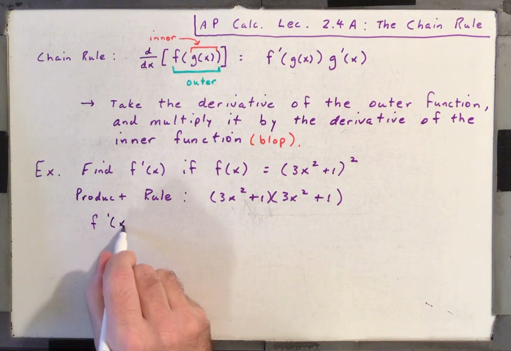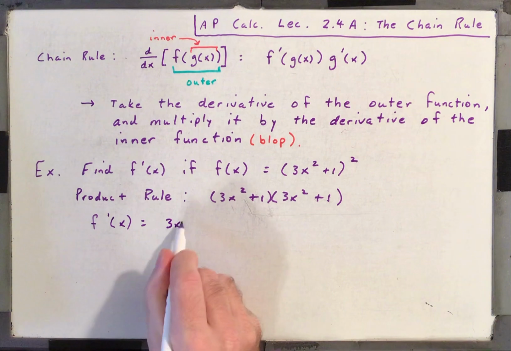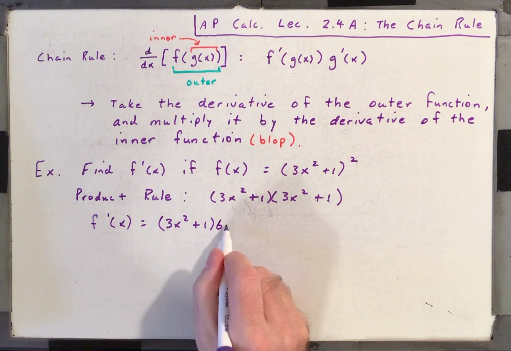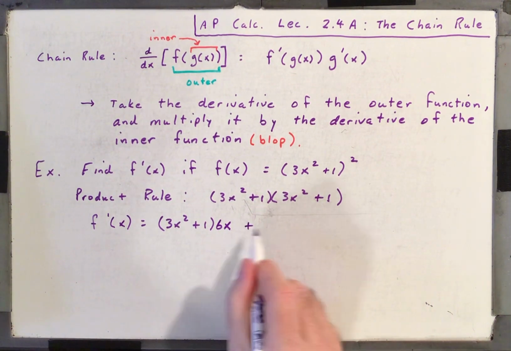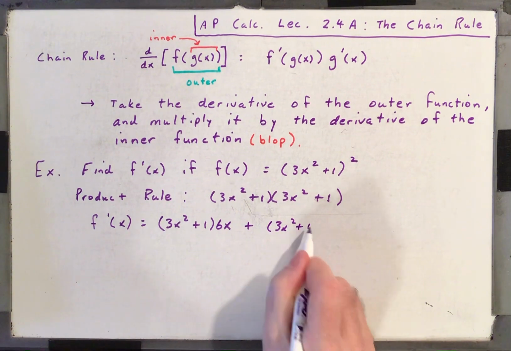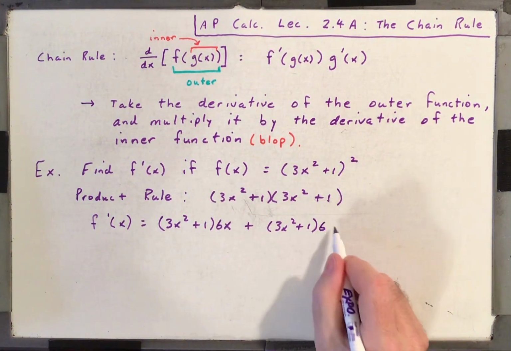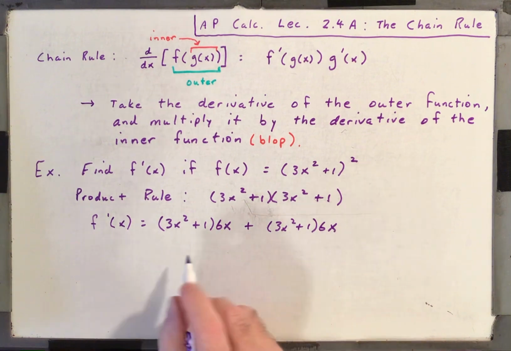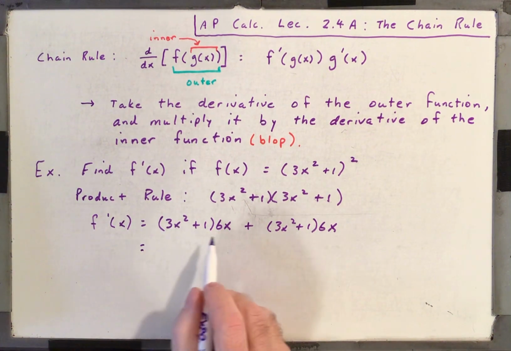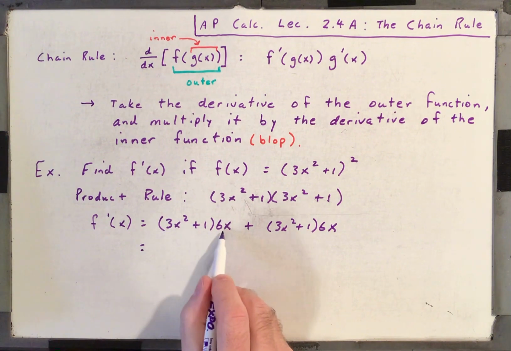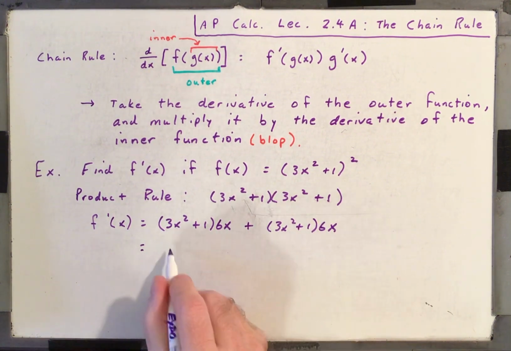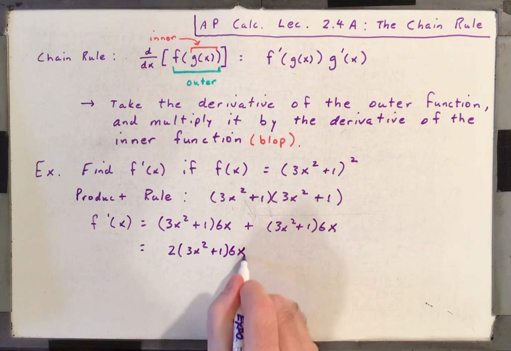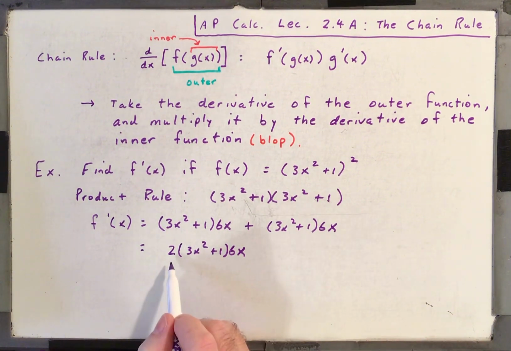And so f prime of x is going to be the first, 3x squared plus 1, times the derivative of the second, that's just going to be 6x, plus the second, 3x squared plus 1, times the derivative of the first, which is also 6x. Basically, this is 3x squared plus 1 times 6x times 2, because there are two of them, right? So that's 2 times 3x squared plus 1 times 6x. Since you're adding the same thing together, we can just multiply by 2.